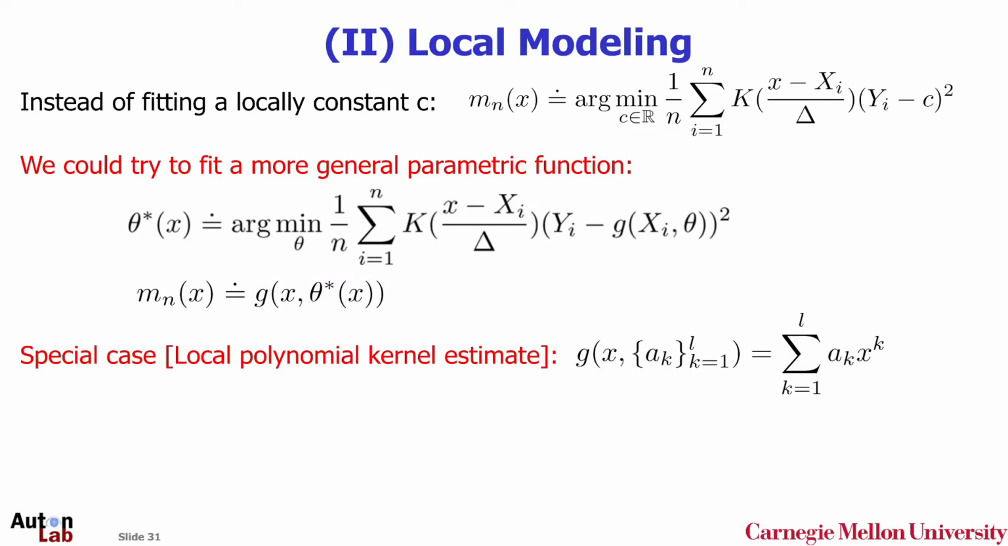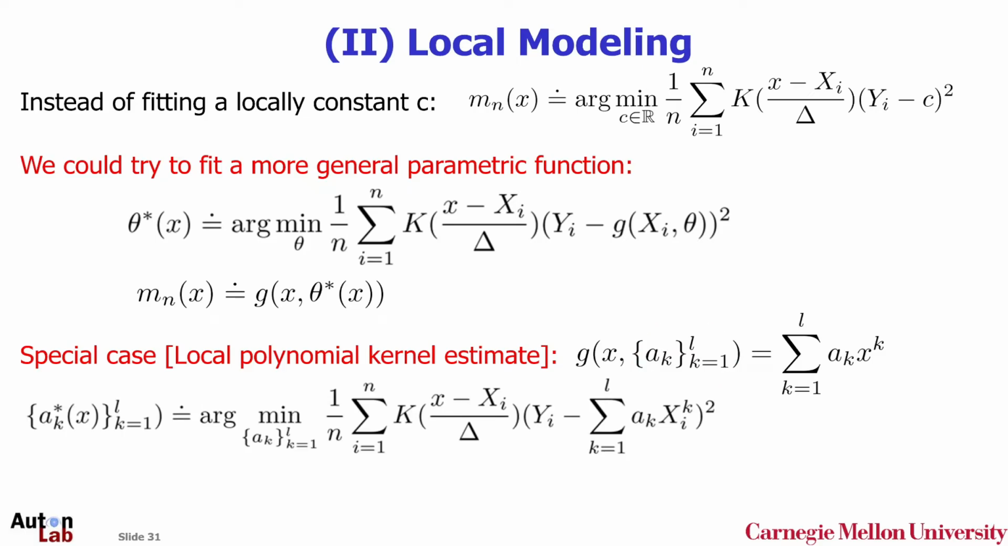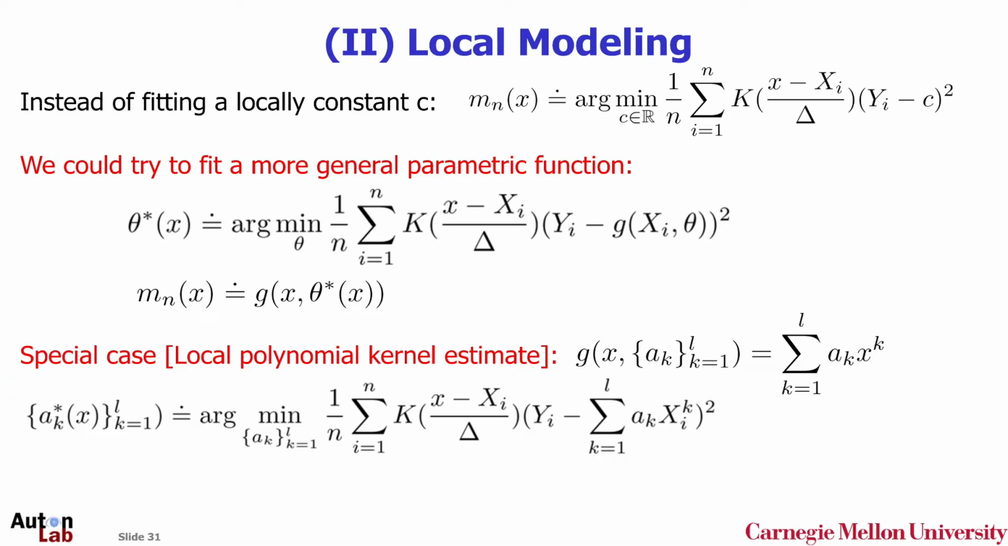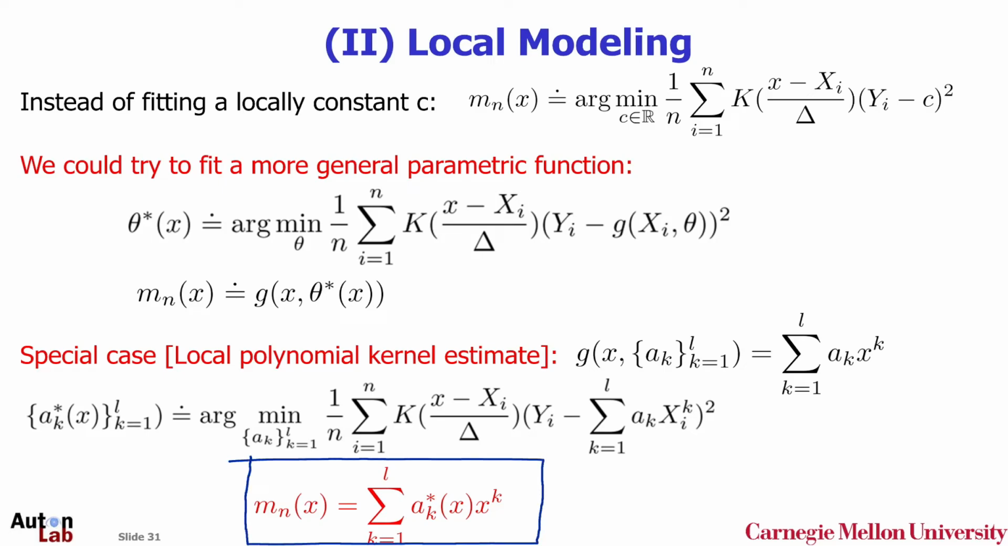To be more concrete, as an application of this, we could try to locally fit a polynomial. So we set g to be a sum of ak x to the k. The parameters are the coefficients a1, a2, and so on, al. For any given location x, we need to solve this locally weighted least squares regression problem. The optimal solutions, the coefficients of the polynomial, are denoted by a1 star of x, a2 star of x, and so on, al star of x. The final regression function is simply the sum of ak star of x times x to the k. Note that here the coefficients of this polynomial are different at each location x.